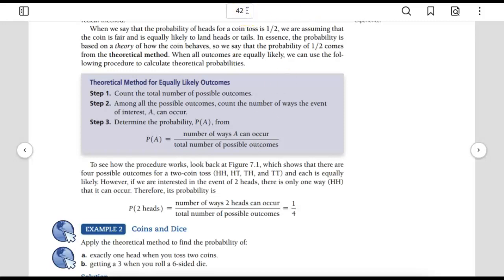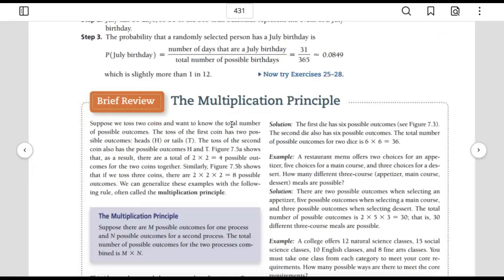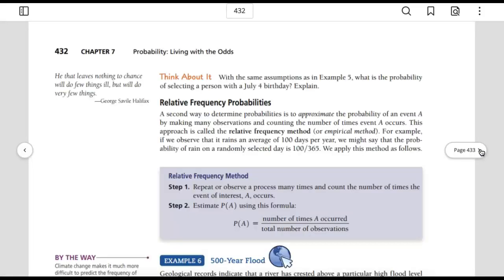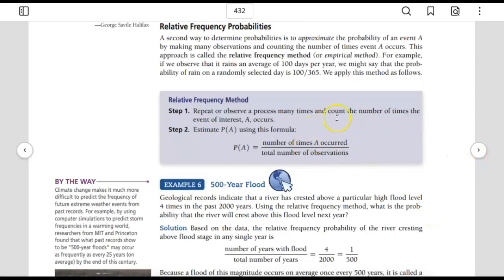On page 431, here we find a definition, or a brief review rather, of the multiplication principle. Now, I will sometimes call this a counting principle as well, but this is going to be expanded on in a later chapter. So it's really important that you go through and understand this process and basically the formula that's presented here as well. On the next page, we see the definition for the relative frequency method.